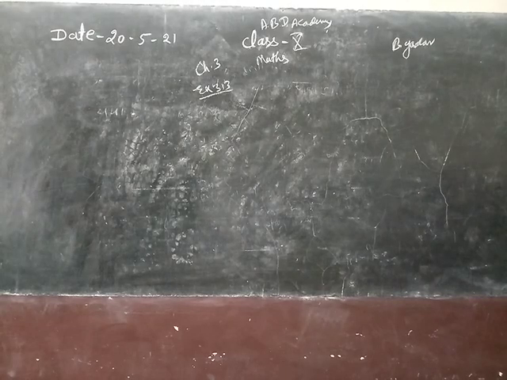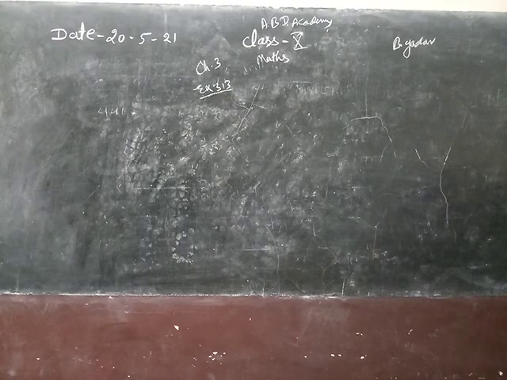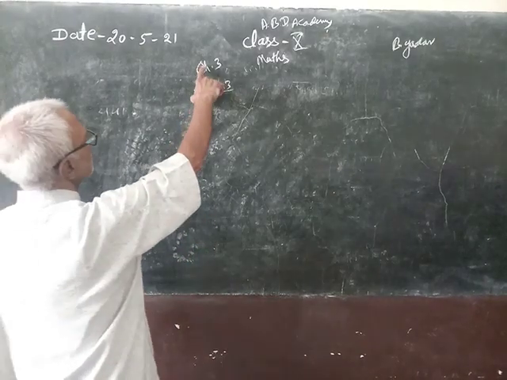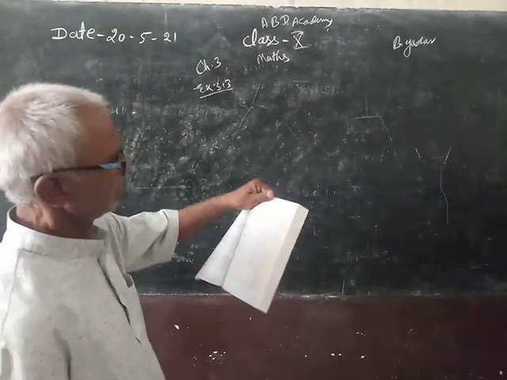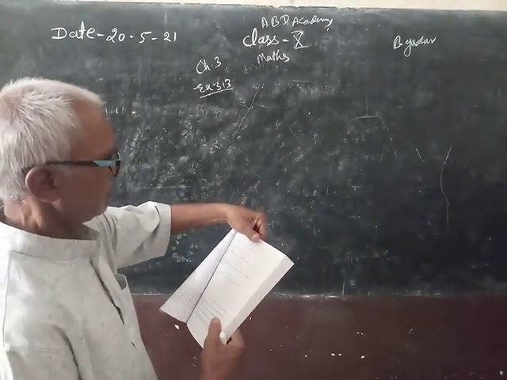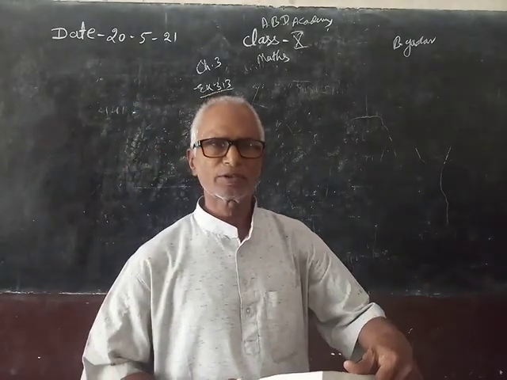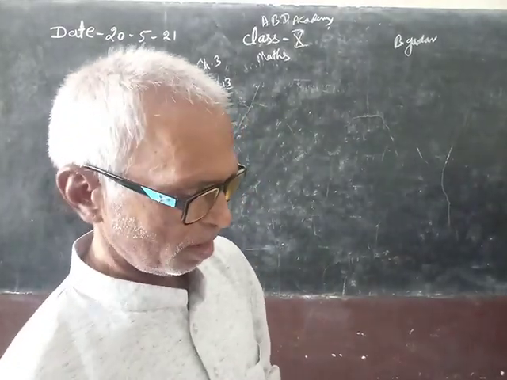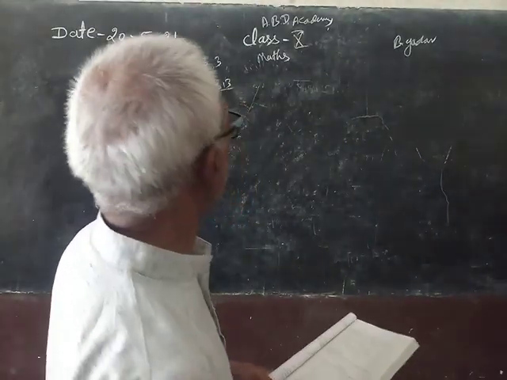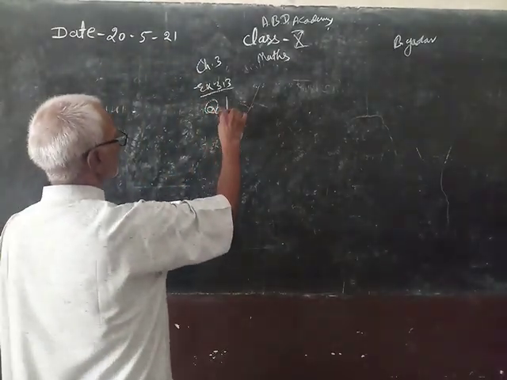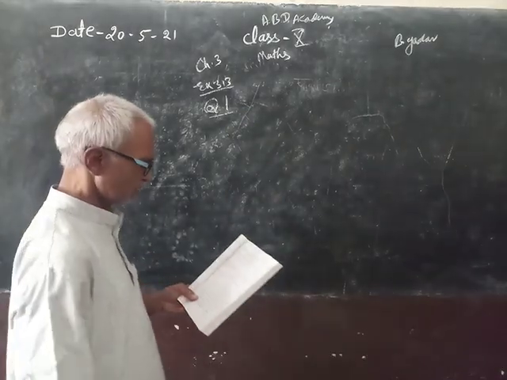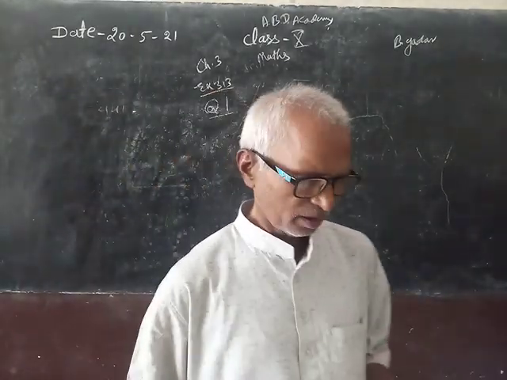Class 10 Maths, we have done exercise 3.2 of chapter 3, pair of linear simultaneous equations in two variables. In exercise 3.3, we are starting from the very beginning. Question number 1 is here.